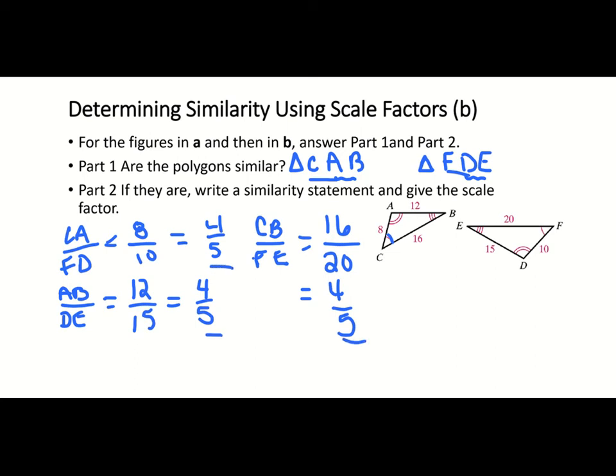So that means that these 2 triangles are similar to each other because corresponding angles are congruent, and we know that through the markings, and then corresponding sides are also in the same proportion and the scale factor of 4 to 5. So my scale factor is 4 to 5, and the similarity statement would just be triangle CAB is similar to triangle FDE. And again, you want to keep the order the same, but they are similar figures.